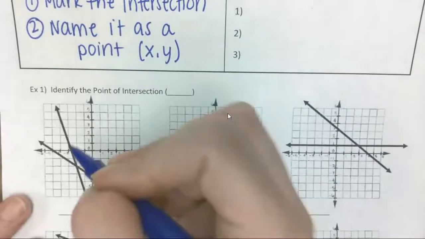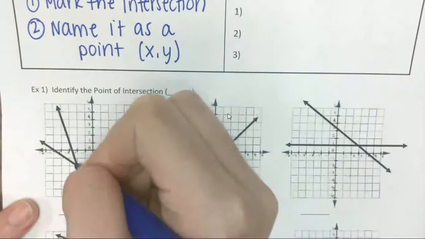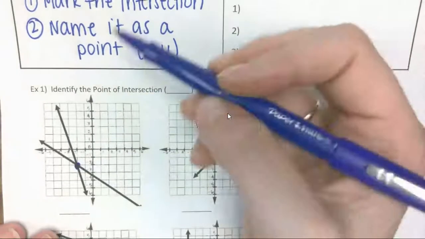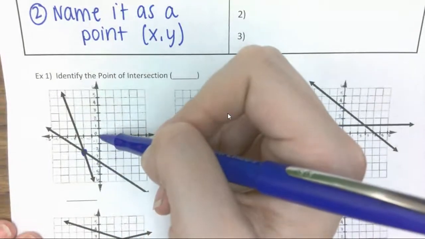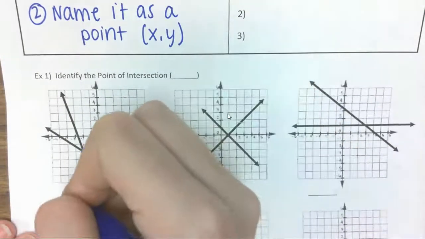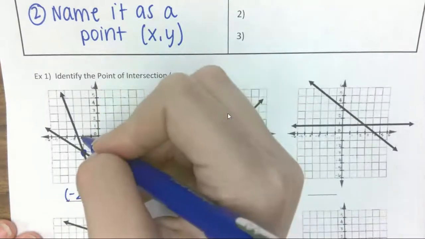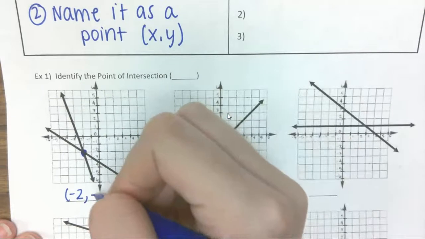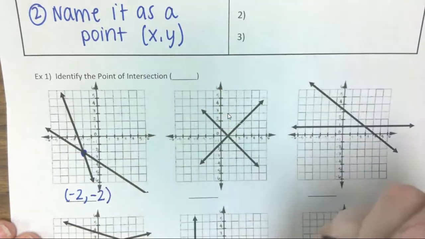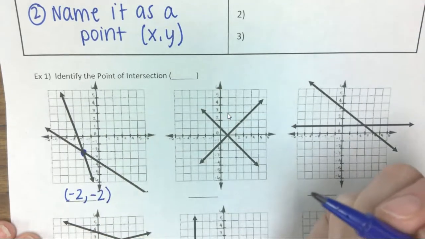So on my first graph, I'm going to plot my point of intersection. And then remember, you always start at 0, 0. So to get to this point, I have to go left 2, which would mean -2, which puts me here. And then I have to go down 2, which would be -2. So that point is -2, comma -2.